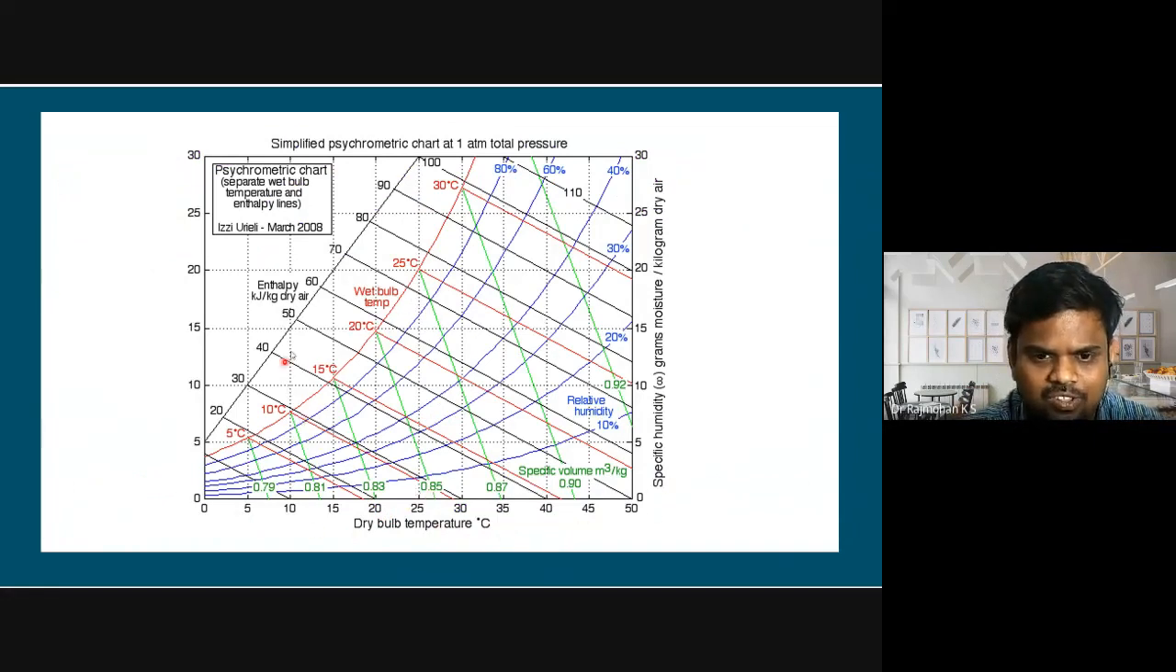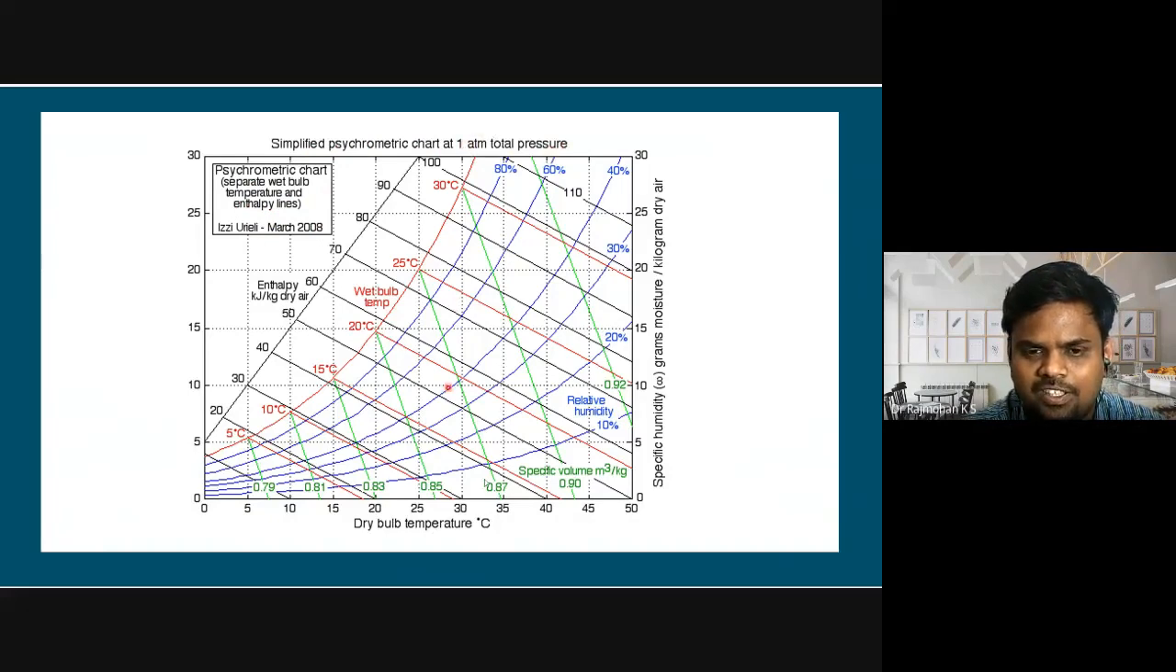Even in black and white, we should be able to see the definitions, the terms, and you have to get the data. Okay, so we have dry bulb temperature in degrees Celsius. This chart is only applicable for 0 to 50. Extension is not given. So if you have a numerical involving 75 degrees Celsius, we have to make use of another chart. So remember, we have to use a psychrometric chart at atmospheric conditions. Okay, so we have clearly mentioned it is a simplified psychrometric chart at 1 atmospheric total pressure.